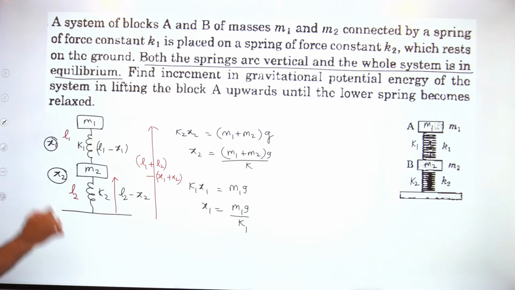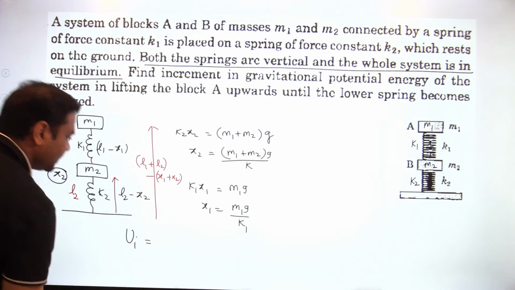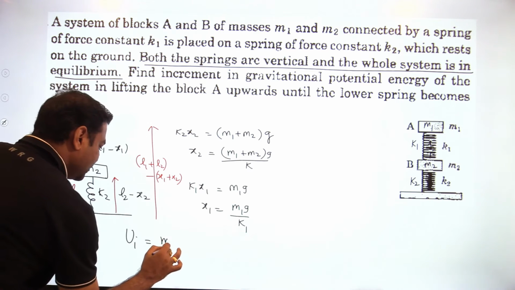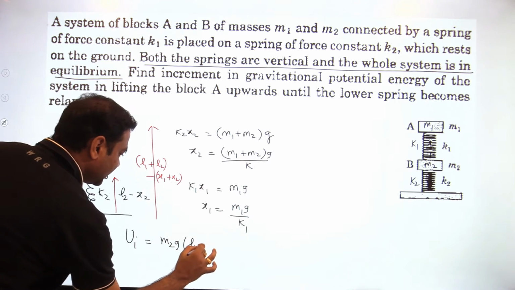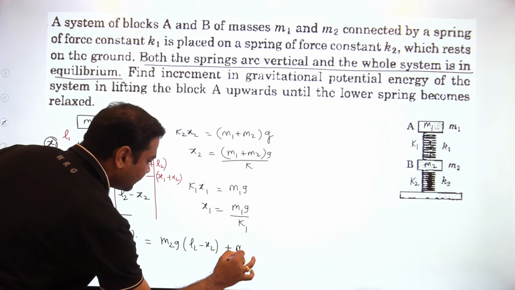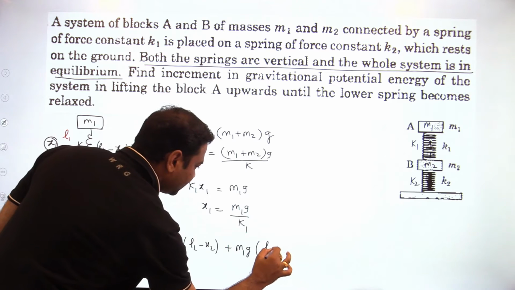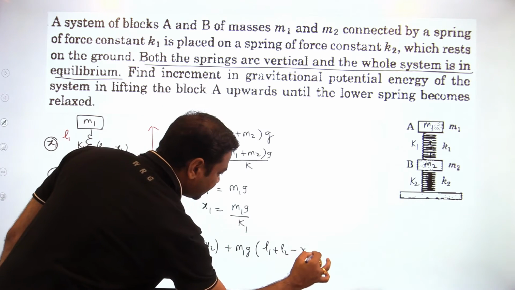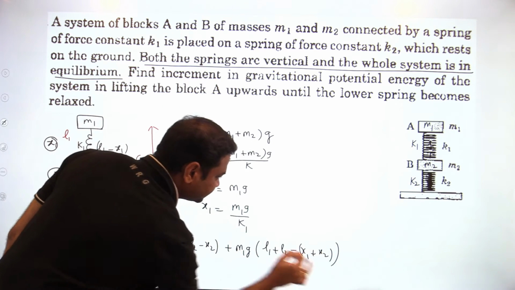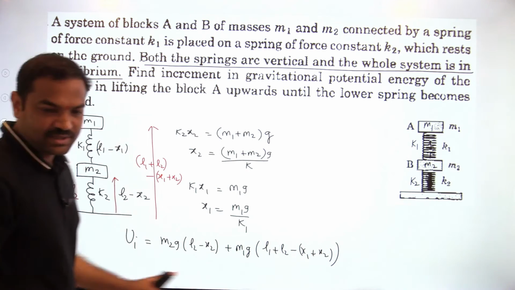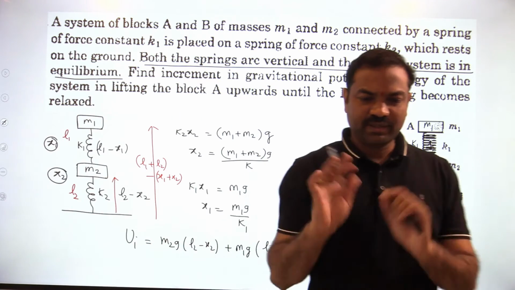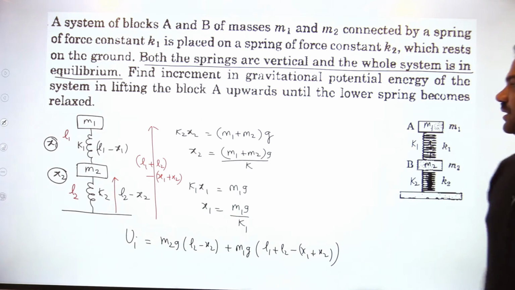So finally, what is the initial potential energy of the system? The initial potential energy of the system is M2 g (L2 minus X2) plus M1 g (L1 plus L2 minus X1 plus X2). Okay? So this is the initial potential energy of the system. A very fundamental way I am solving.